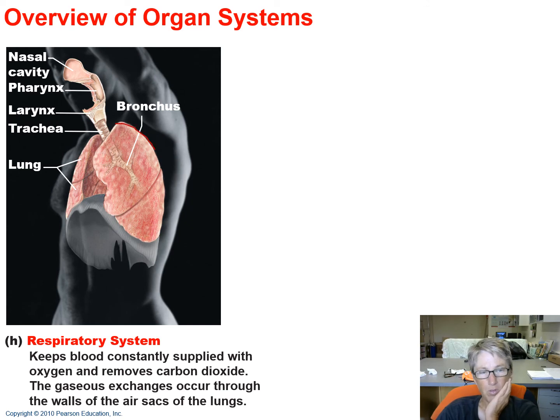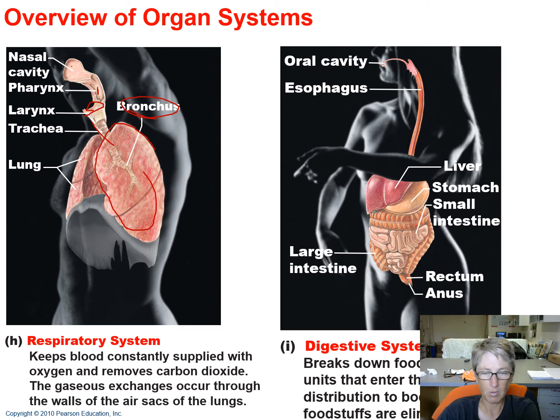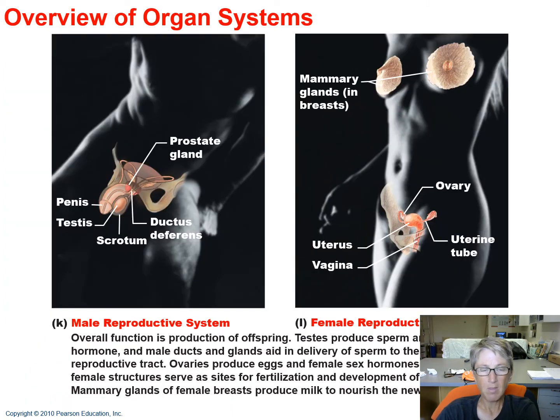And then the respiratory system, obviously your lungs. So you have your nasal cavity, your pharynx or your throat, the larynx or your voice box, trachea. Probably heard of all of those. You might not have heard of the bronchus and the bronchi and the bronchioles. They're part of the respiratory system. And then the digestive system, obviously your oral cavity, your esophagus, your stomach, liver, small intestine, large intestine, rectum, and anus. And then the male and female reproductive systems, again, these are all going to be in Bio 202, but you have to know that they're part of the organ systems.